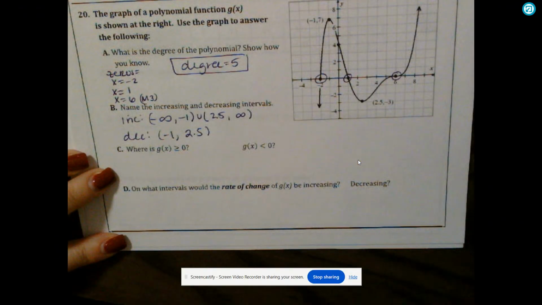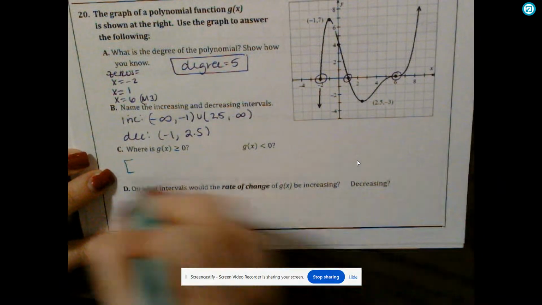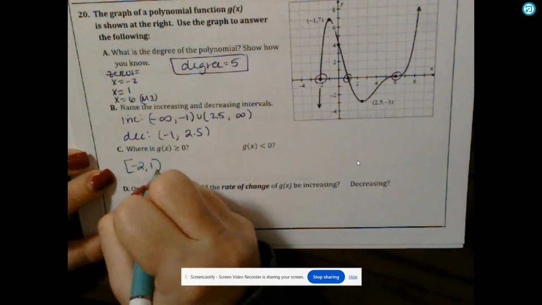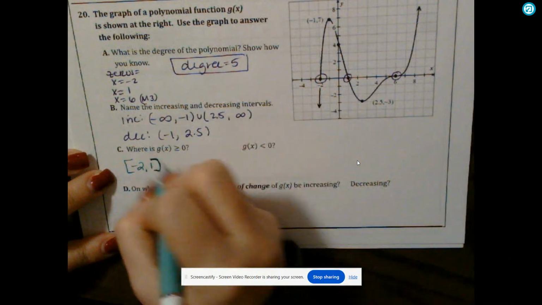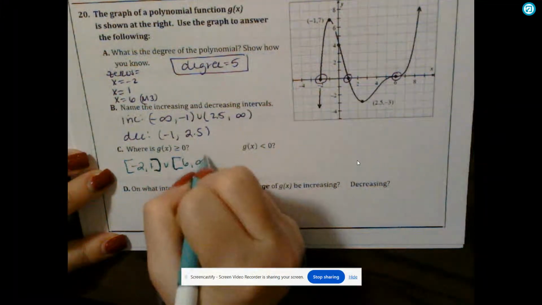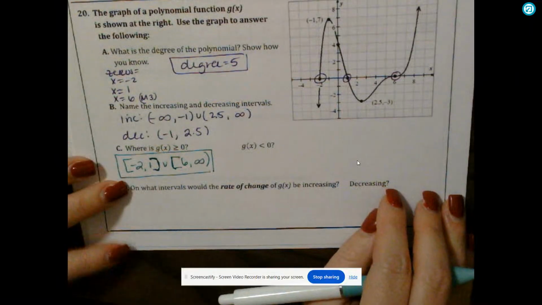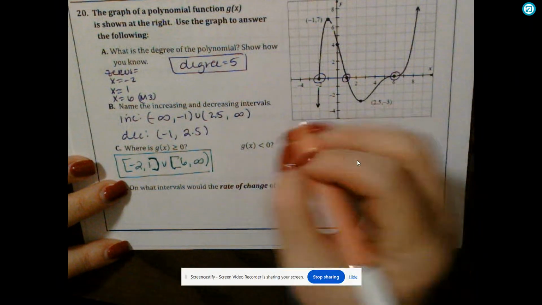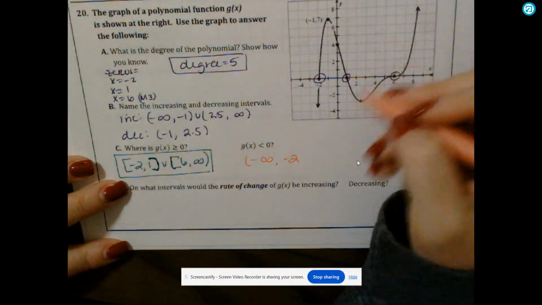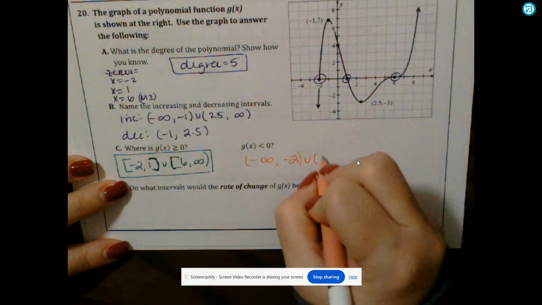Where are we greater than or equal to 0? That's where we are positive. It does say equal, so negative 2 all the way over here to 1, both inclusive. And then from 6 to infinity, infinity is always a parenthesis. Where are we less than 0 but not equal? That's going to be negative infinity up to negative 2, union 1 over to 6.